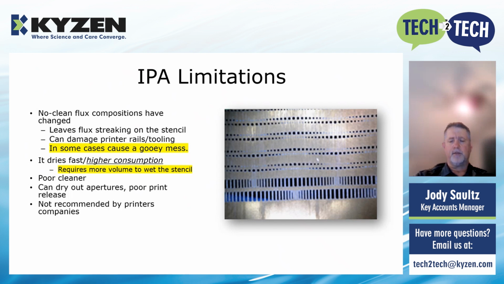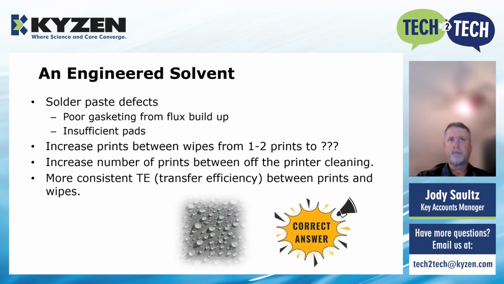The printer companies, the manufacturers of these pieces of equipment, don't recommend IPA to be used in the equipment. And I think the most important thing on the IPA side is that IPA is very flammable. 53°F is the flash point of IPA. Those machines are not designed to be explosion proof, so any short or spark or anything that can happen inside that piece of equipment can cause major fires. In some cases, I've seen a couple of these machines burn completely to the ground because customers are using IPA. So how can an engineered solvent help you?